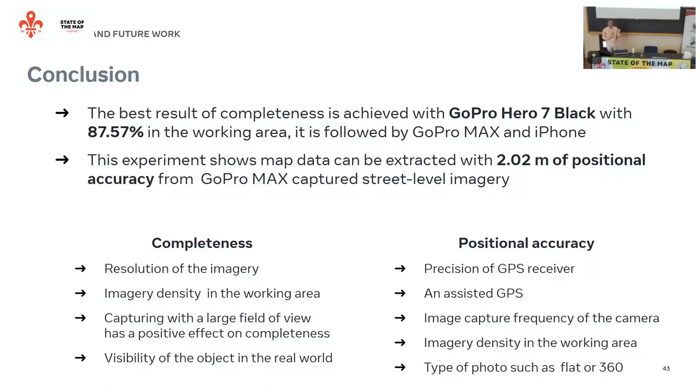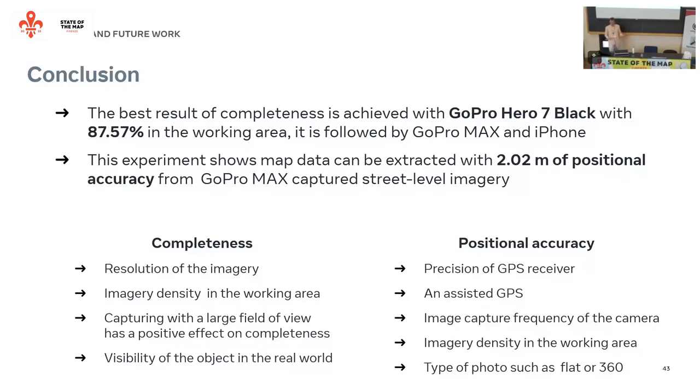Another one was large field of view. When I compare iPhone 11, GoPro Max and GoPro Hero, GoPro Hero had a higher field of view, and that's another parameter for completeness. Another criterion, which is not really related to Mapillary but is also important, is the visibility of the object in the real world. If objects are hidden under trees or whatever, unfortunately you cannot really catch them.